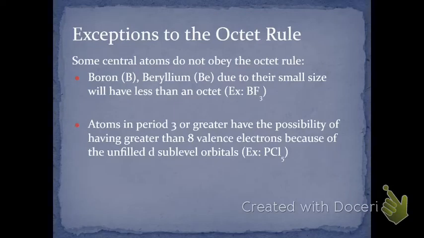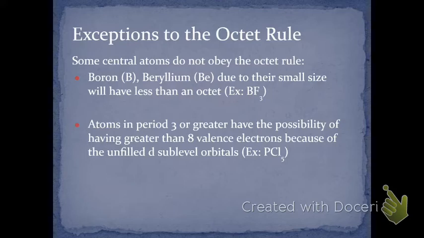Okay, so there are some exceptions to the octet rule. The octet rule, right, is that in order to have a stable valence shell, you need 8 valence electrons. But there are some cases where the central atom can actually have more than 8 or less than 8 and still be stable. So it's just one of those you kind of have to remember.